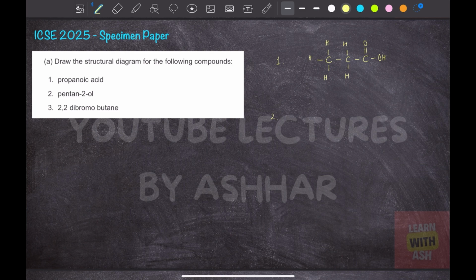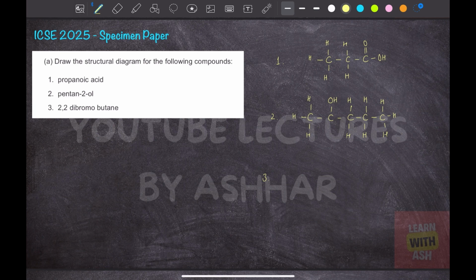Then for the second one, it is given to us pentan-2-ol. So firstly, pentane means 5 carbons. If I am considering this as first, this is second. So at the second carbon there will be an OH group. So simply this is how our pentan-2-ol looks like.